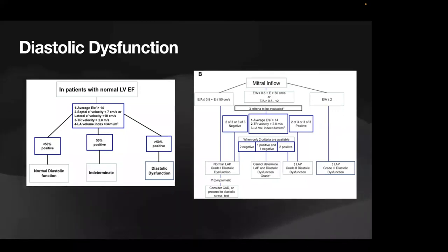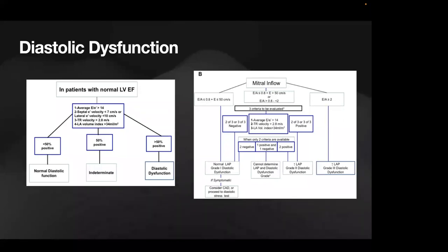Similarly, it's the same on the left. The guidelines are specifically vague in that aspect. They don't say 2 out of 4 or 3 out of 4 directly. They're talking about the ratio of positivity. They say, is it less than 50% positive or greater than 50% positive?